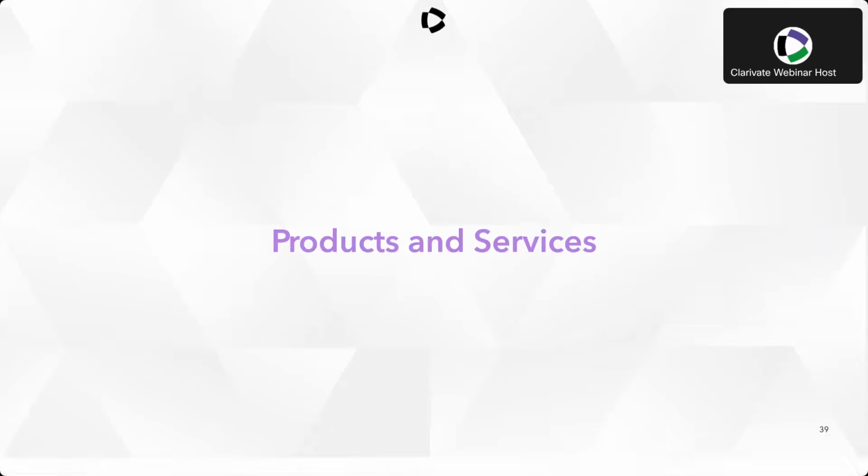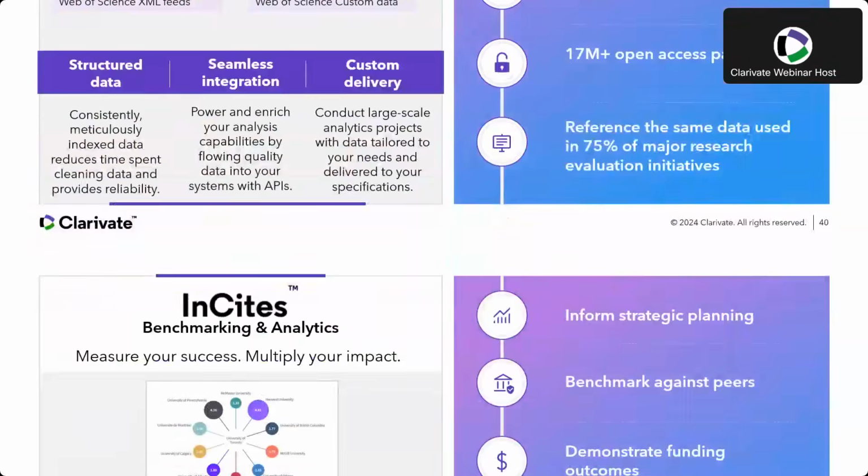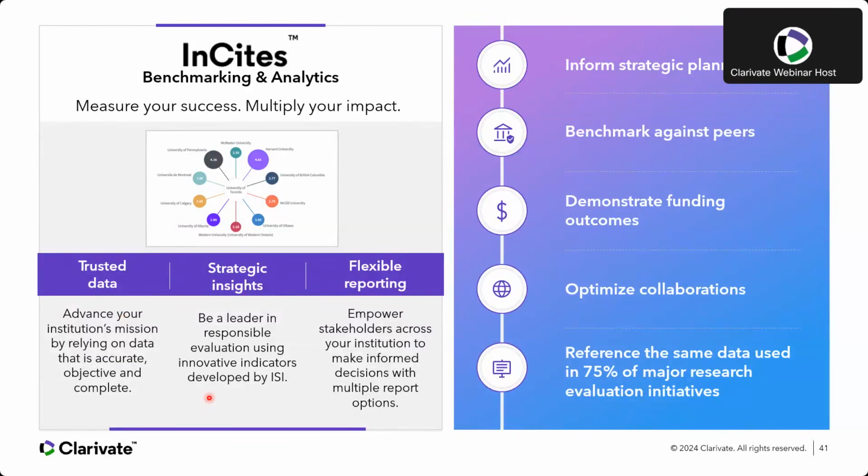Here, of course, we use Web of Science data, the Web of Science Expanded API, the Researcher API, InCites API, custom data, Journal API, but also feeds from Web of Science. A few statistics about the breadth and depth of the Web of Science database. In InCites, we're talking about trusted data coming from the Core Collection. It gives you some elements around strategic insights, and you can report from different perspectives. As I mentioned earlier in my previous slides, you can do lots of analysis at different levels: researcher, institution, impact, collaboration, funding, and so on.